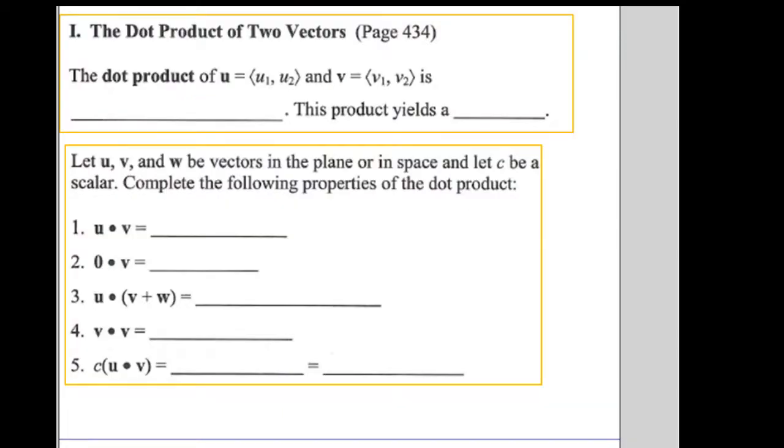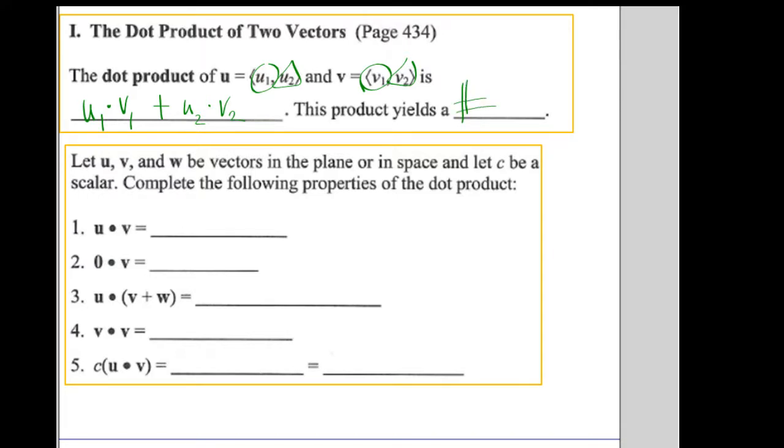So before we begin, let's talk about what the dot product of two vectors looks like. So we've got two vectors, u and v. In order to find the dot product, you take the horizontal components, so u1 times v1, plus the vertical components, u2 times v2. This yields a number, not a vector.